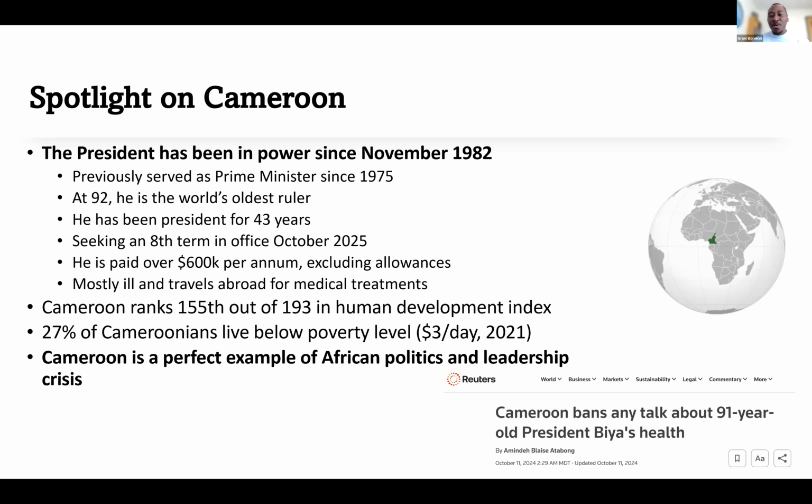In fact, years ago, the president was sick, and people were speculating that maybe he died, and then they even made a law that nobody should speak about the president's health because it is a matter of national security. If you are in a bar drinking wine with your friend and you talk about the Cameroonian president being ill, you will be arrested. That is what that law says. And then we talk about democracy.